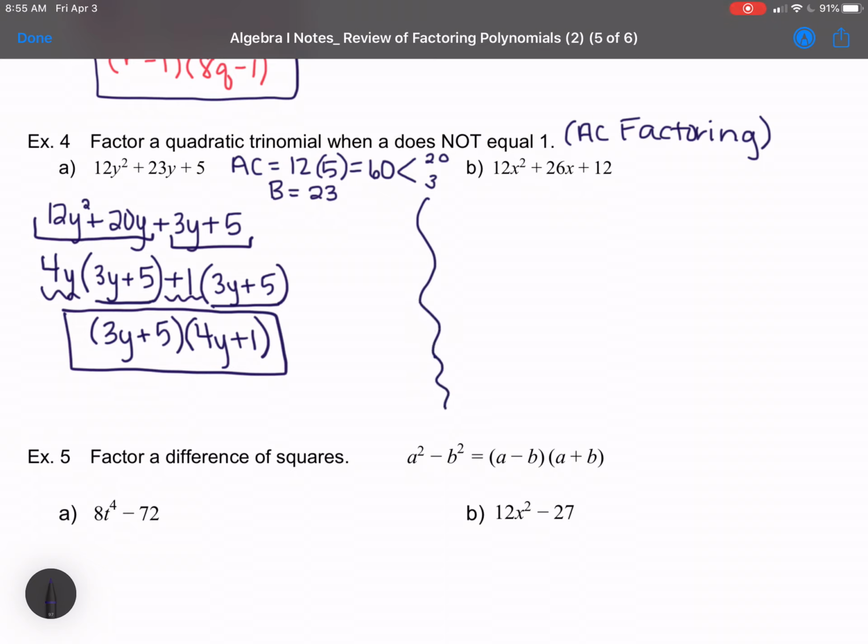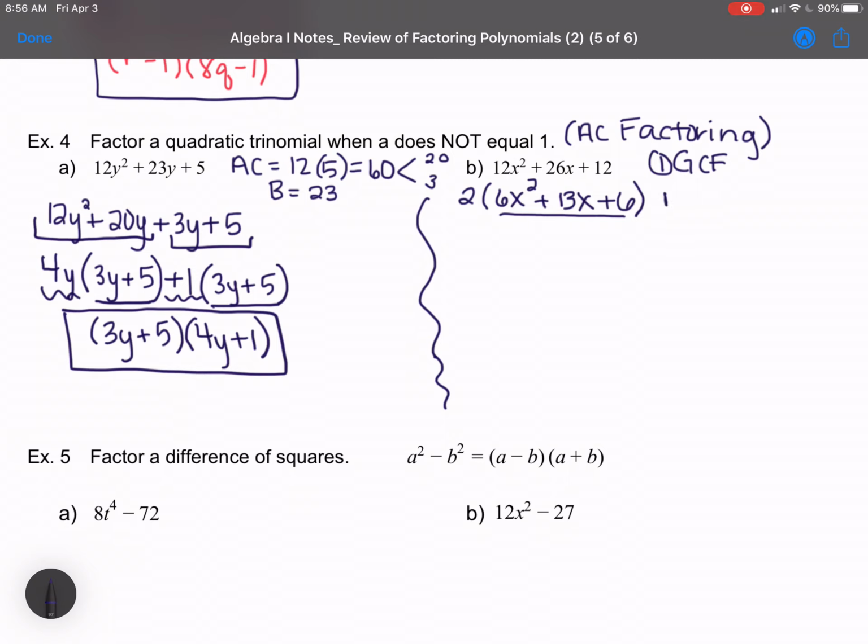Looking at B, we have 12x squared plus 26x plus 12. So we should do AC factoring here, but remember we should always check for a GCF first. That should always be your first step of factoring, no matter which method you're using. So here, 12, 26, and 12 are all even, so we know they're all divisible by 2. So we have 2 times the quantity 6x squared plus 13x plus 6. And then do your AC factoring with this trinomial on the inside.